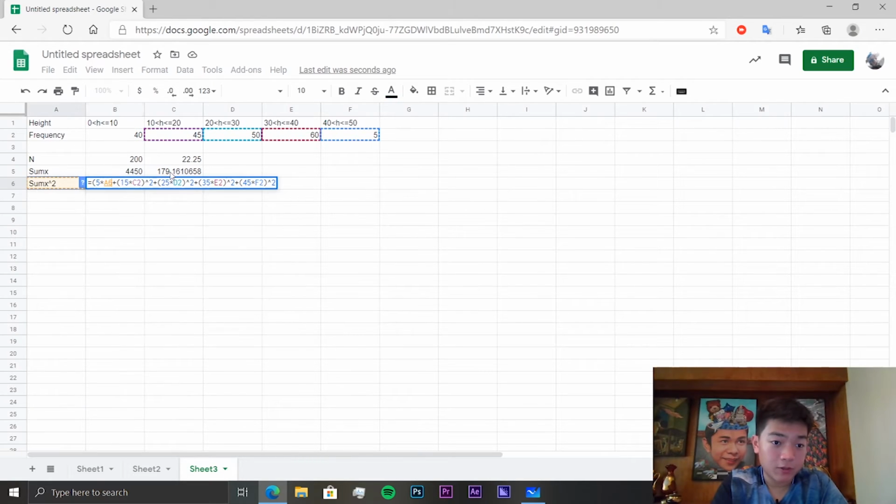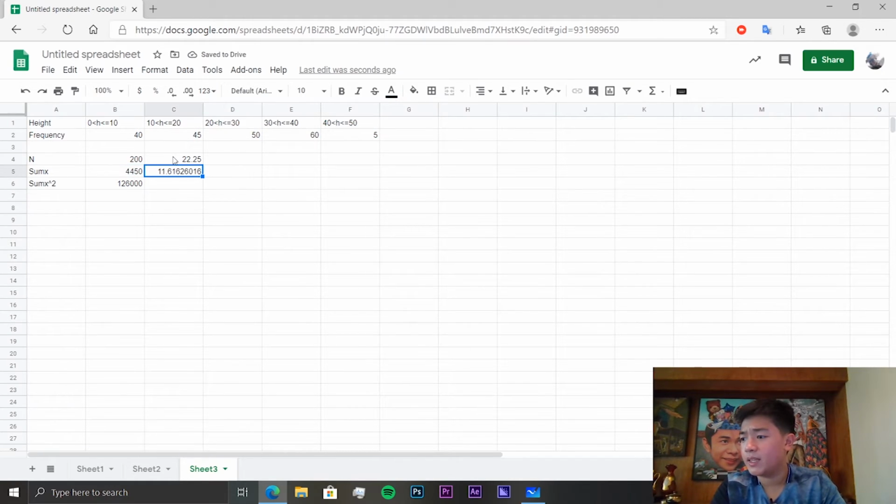Sorry, this should only be the first value squared. So this would be 5 times B2. It should be just 25 times B2 plus 225 times C2 plus 625 times D2 plus 1225 times E2 plus 2025 times F2. Oopsies. So yeah, I think that looks like a better value, so we get 11.6 as the standard deviation.